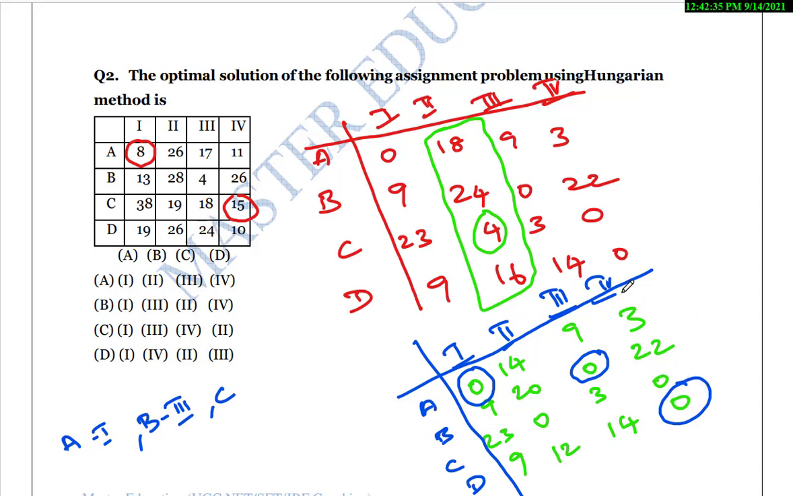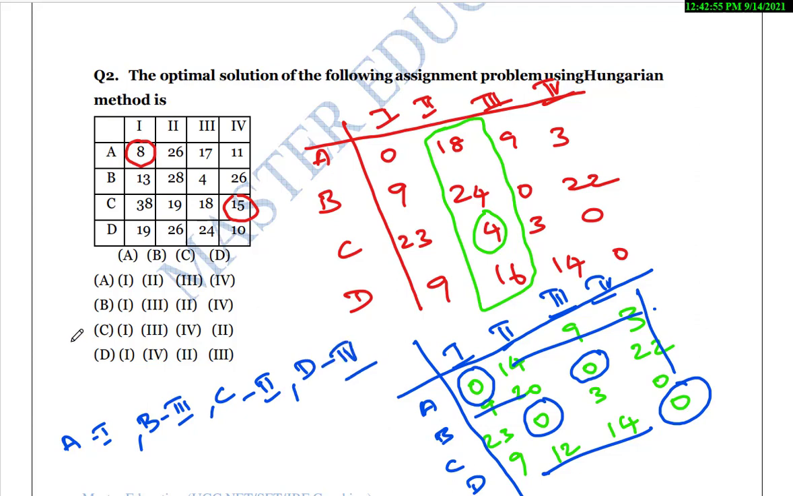After choosing this, you remove this column, right? After choosing that row or column, you remove it. If you remove this column, for C we can allocate 2. So C for job 2 and D for job 4. That's it, so we reach the solution. A is 1, B is 3, C is 2, and D is 4. That is available in option B. So this is the Hungarian method.